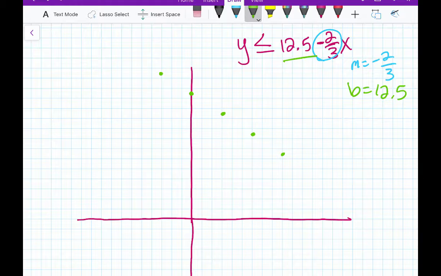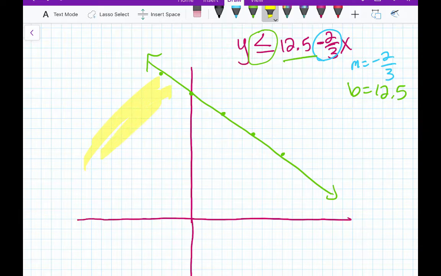Now, is that a dotted or a solid line? Well, it should be a solid line because of the equal to underneath. So I'm going to go ahead and make that a solid line. And I need to figure out where I need to shade. Looks like I need to shade below because it is a less than. So my solutions are this shaded region.